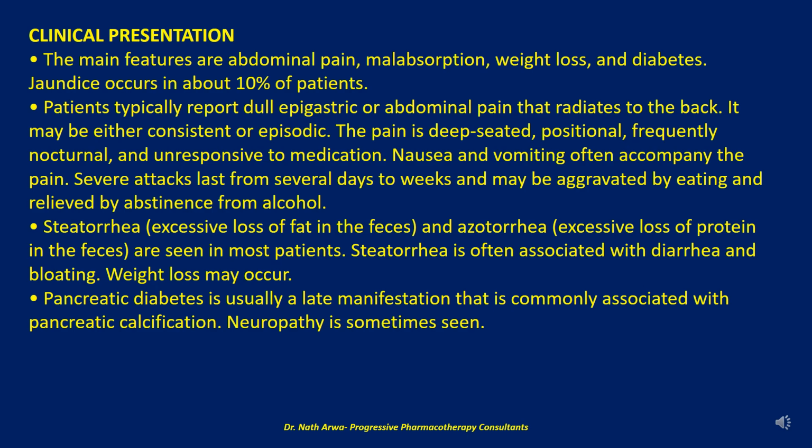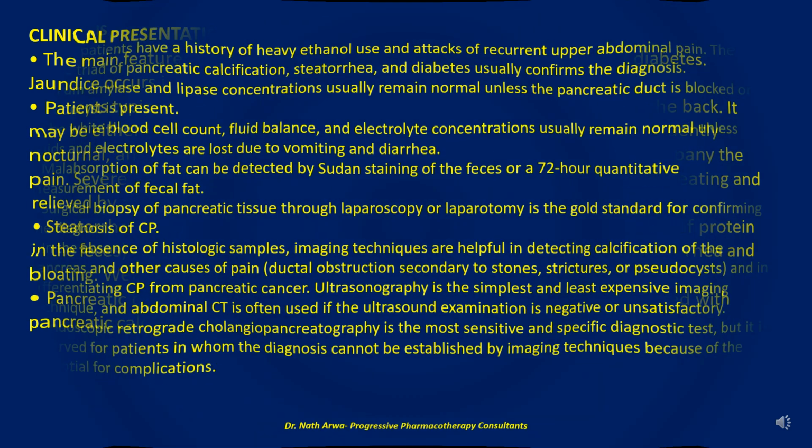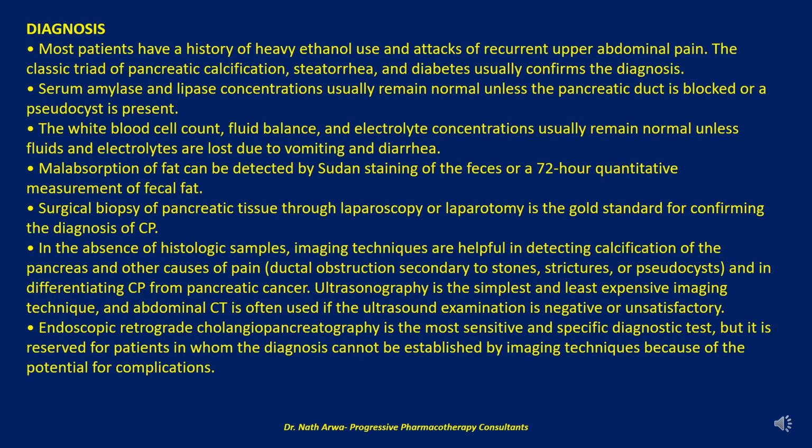Neuropathy is sometimes seen. We will now discuss the diagnosis of chronic pancreatitis. 1. Most patients have a history of heavy ethanol use and attacks of recurrent upper abdominal pain. The classic triad of pancreatic calcification, steatorrhea, and diabetes usually confirms the diagnosis.